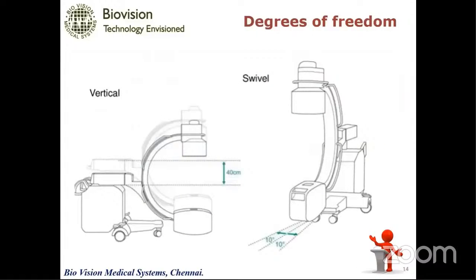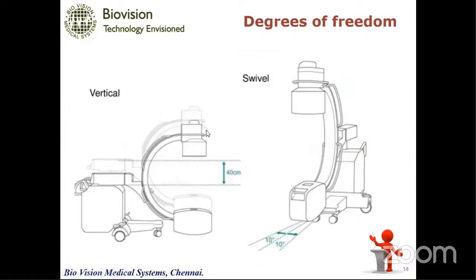How can we move the C-arm? I was telling you, you can move the C any way you wish. How can it be moved? One way is this way. You can swivel it, you can rotate it like a CT. Just imagine how a CT rotates this way, right? Up to this degree, you can rotate this way.